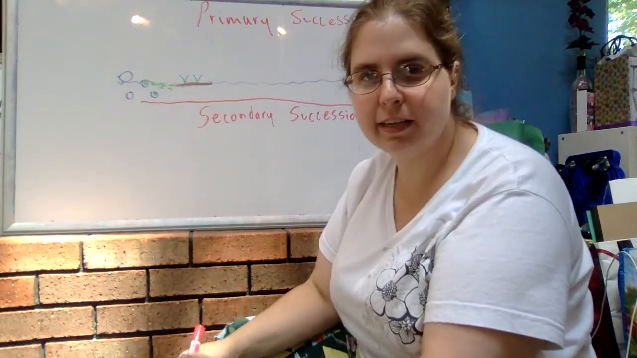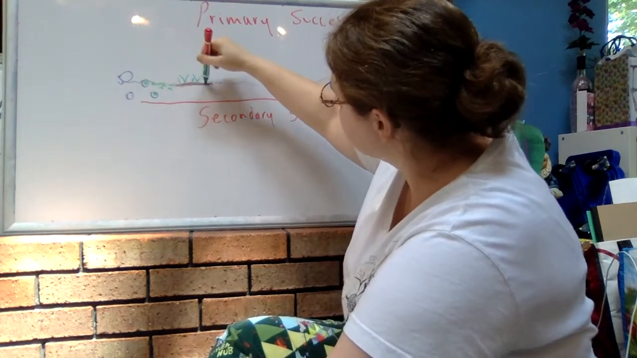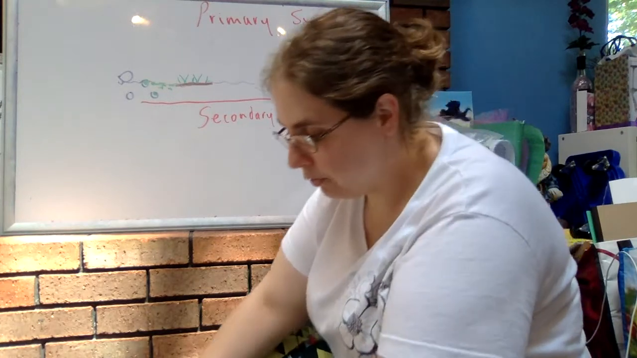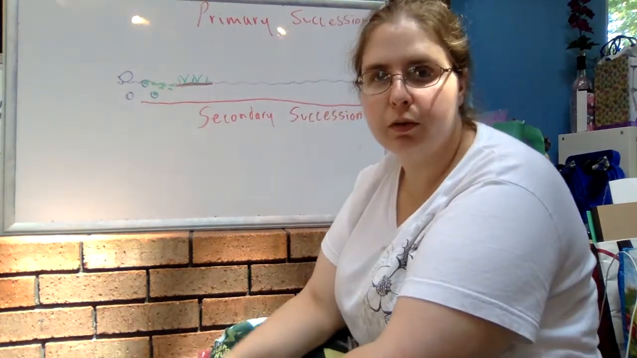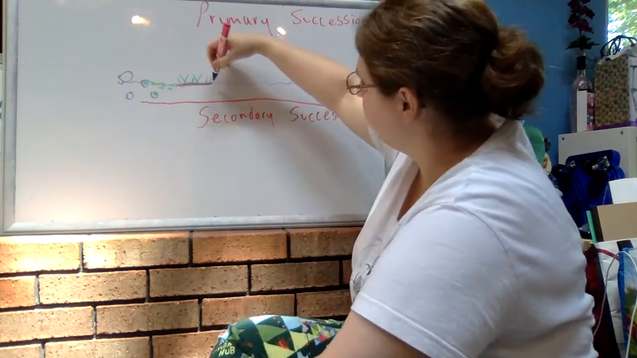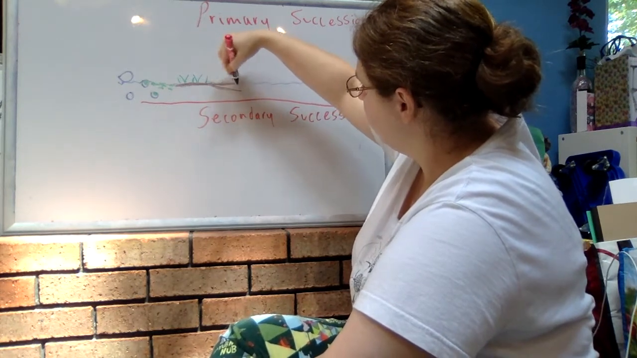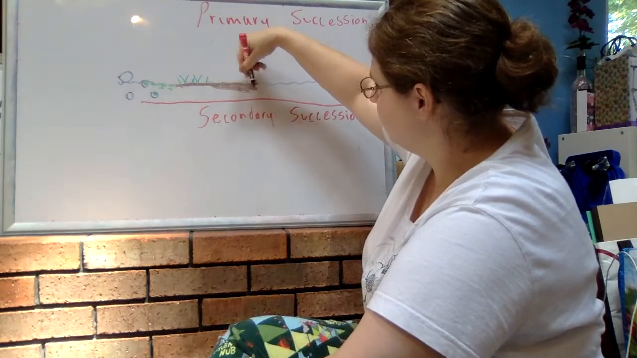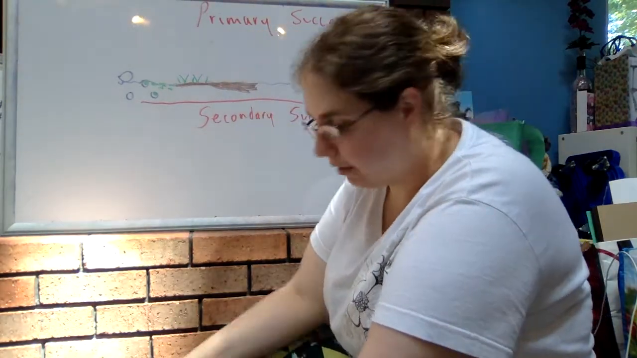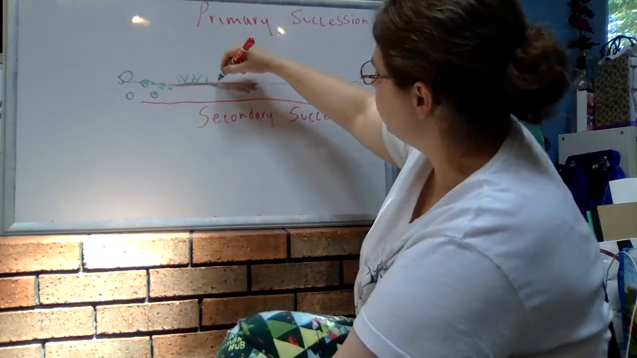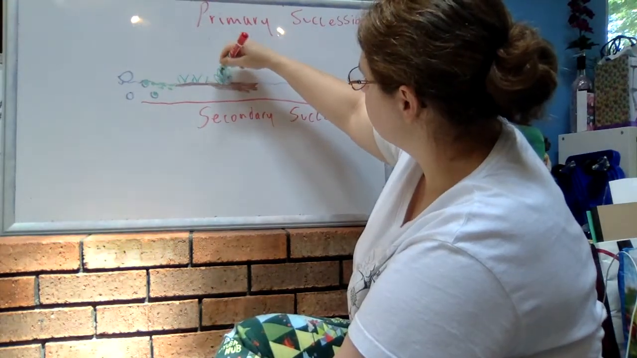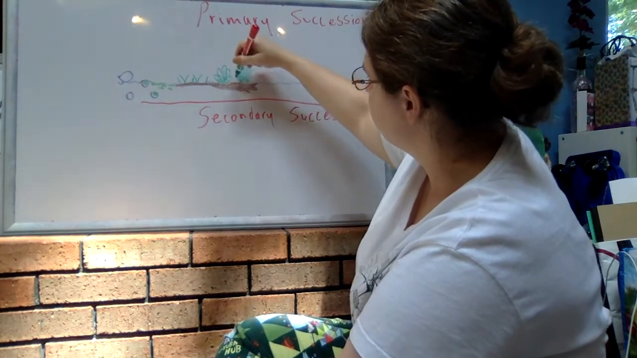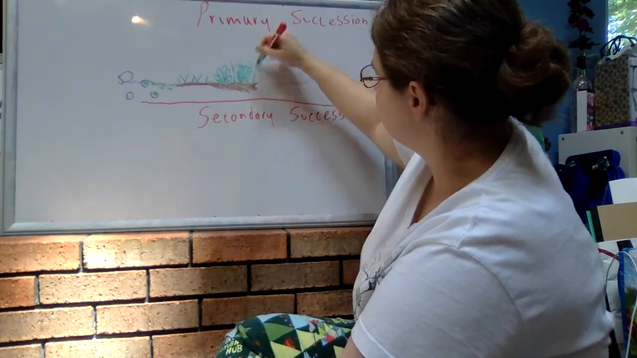Well, now that we have some soil, we can start growing some small plants like grasses, maybe some flowers. And over many generations of those growing, reproducing, dying, we end up getting more soil. And once we have more soil, we can have slightly bigger plants, like maybe some bushes and shrubs, maybe some taller grasses.